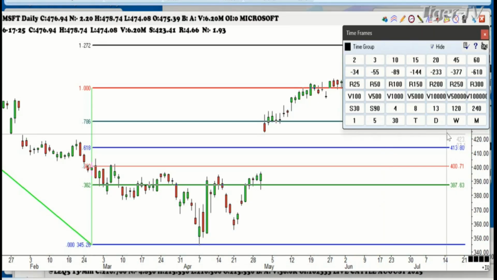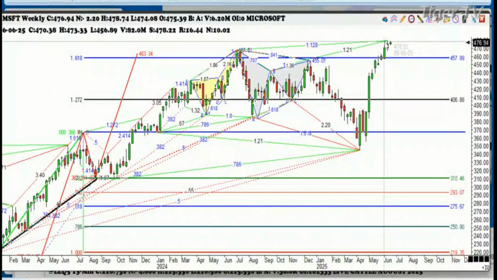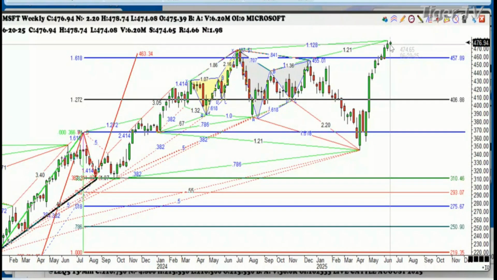Okay, folks, as you can see, Microsoft has made a new high for the whole move. It's one of the few stocks that has. You can see there, we've beat the old high. It was 470. We got as high as 480. That's one of the few stocks that's gone on and made a new high.